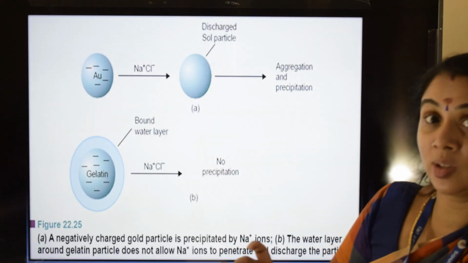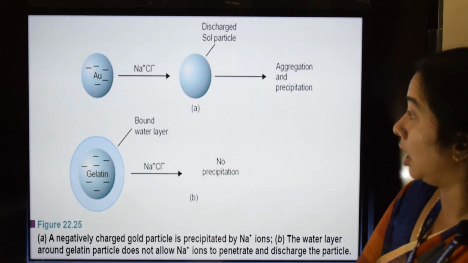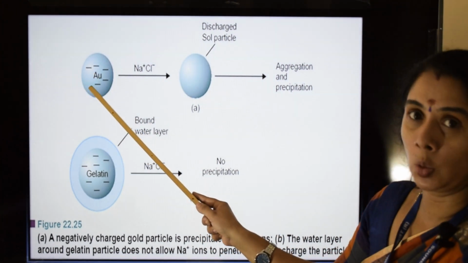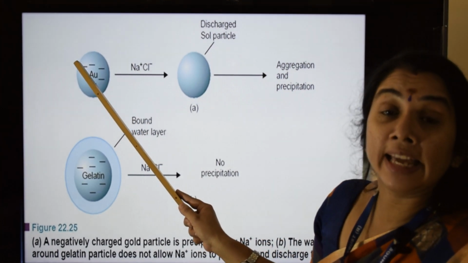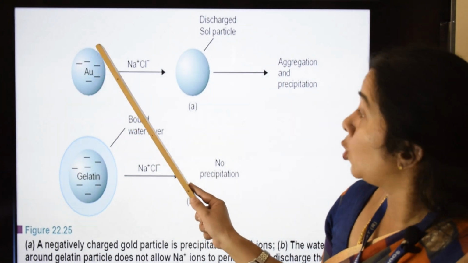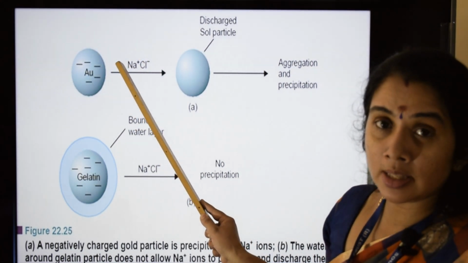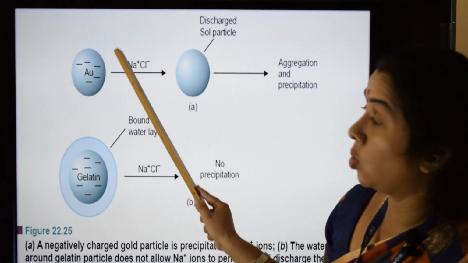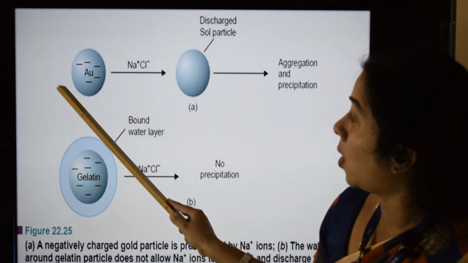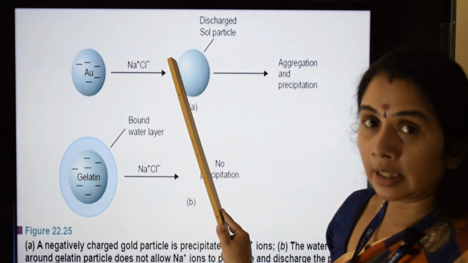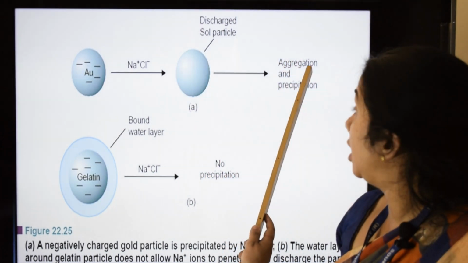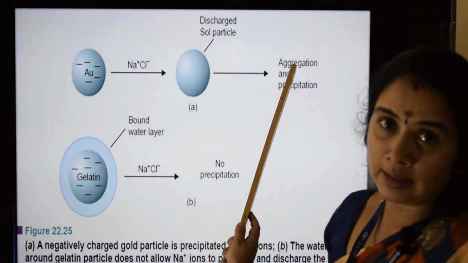Let us discuss with an example. Here we have gold sol. Gold sol is a negatively charged colloid, to which when you add the electrolyte sodium chloride, sodium ions will get adsorbed on the gold and discharge the sol particles. They get neutralized and aggregation or precipitation of particles happens.